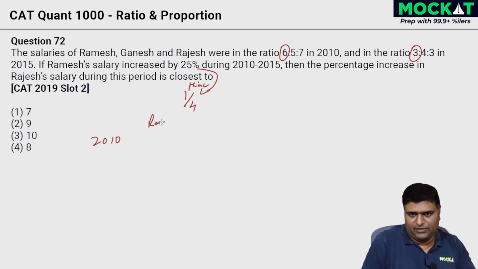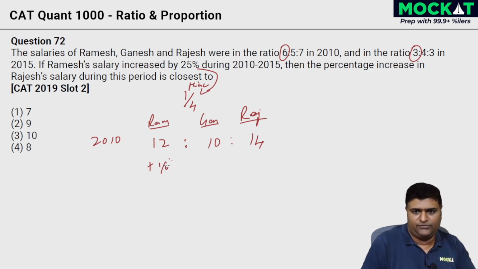2010, we have Ramesh, Ganesh, and Rajesh, right? And let's double this to bring a 4 multiple over here. To double this, what am I going to get? 12 is to 10 is to 14. That's 6 is to 5 is to 7. Perfectly fine, right? Now what's happening over here? Ramesh's part is going to be increasing by 25%, that is given to us. So if I increase this by 1/4, 25% is nothing but 1/4. 1/4 of 12 is 3. If I add 3 to this, I'm getting 15, right?